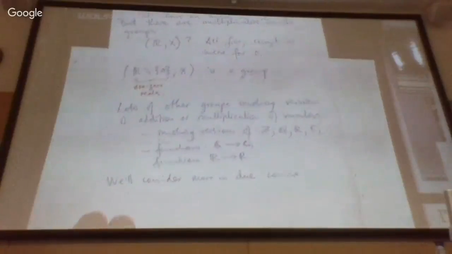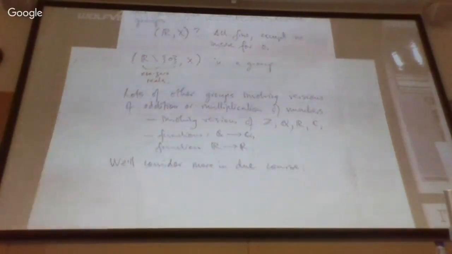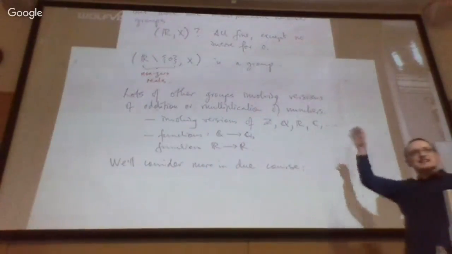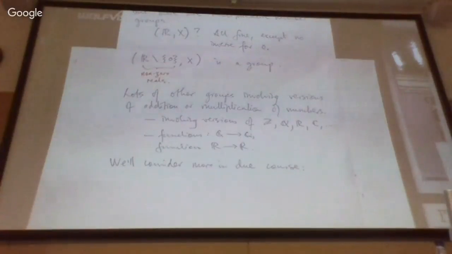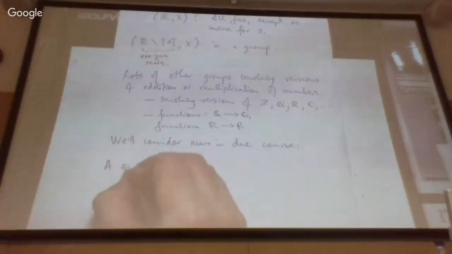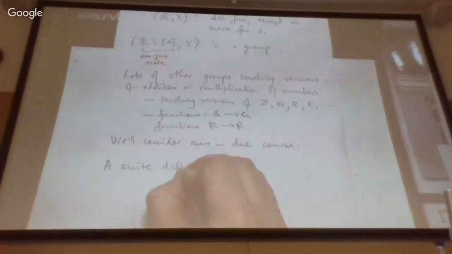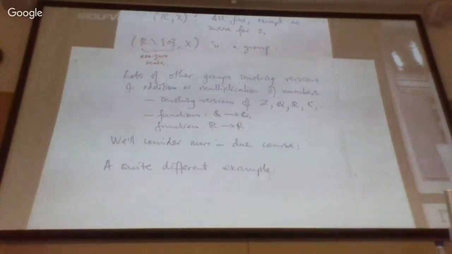But I wanted to show you another important example of a group which doesn't fit into that picture at all. It's not got anything to do with addition, not got anything to do with multiplication, or slightly different versions thereof. Addition of functions, multiplication of functions, etc. Yeah, it's quite a different object. So this is a quite different example. Now I'll introduce you to this, and we may continue to consider it tomorrow afternoon.